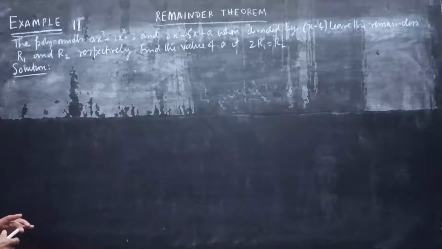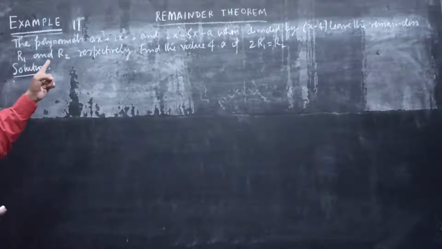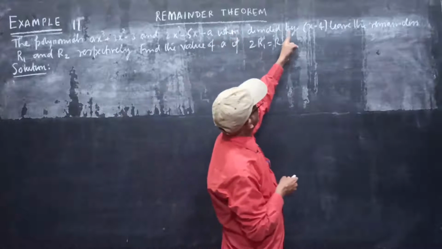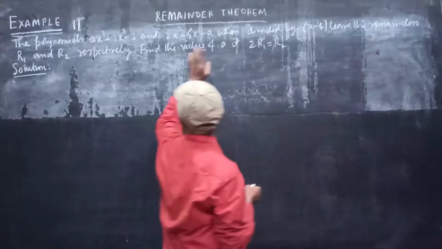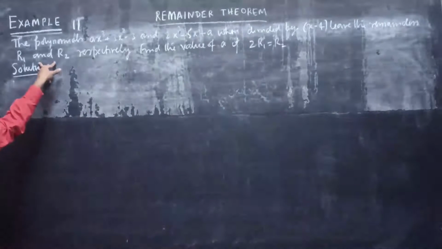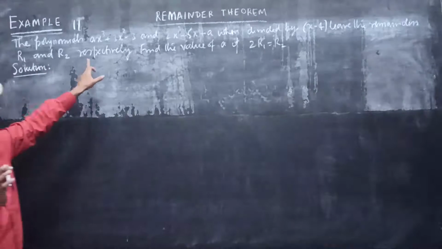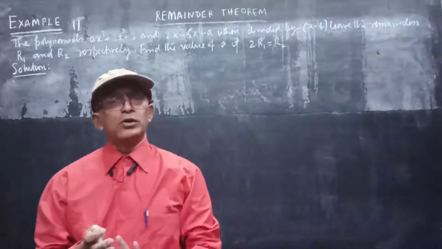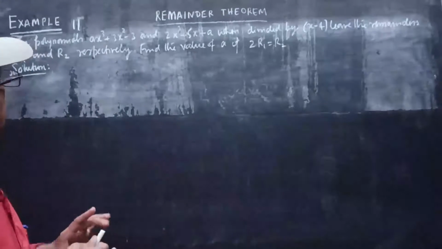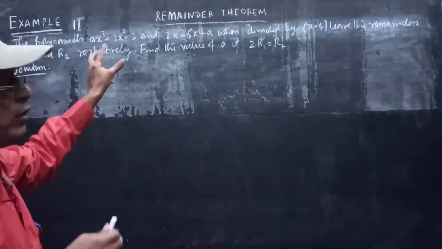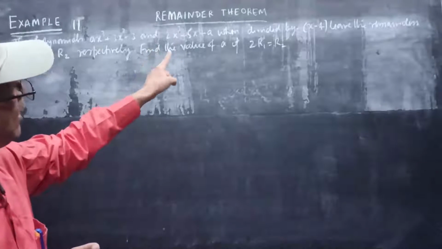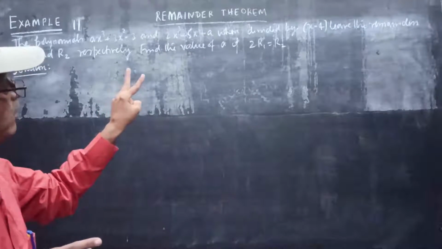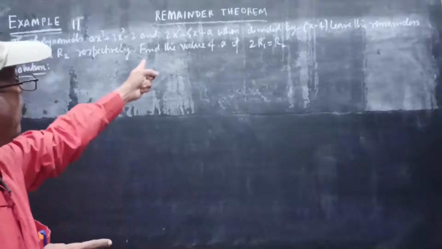Example 11. The polynomials ax³ + 3x² − 3 and 2x³ − 5x + a, when divided by x − 4, leave the remainders r1 and r2 respectively. Here the actual remainders r1 and r2 are not given. Find the value of a if 2r1 = r2. When you analyze the problem, two polynomials are given with only one unknown a. When divided by x − 4, they leave the two remainders r1 and r2, and the relation connecting r1 and r2 is given to find the value of a.